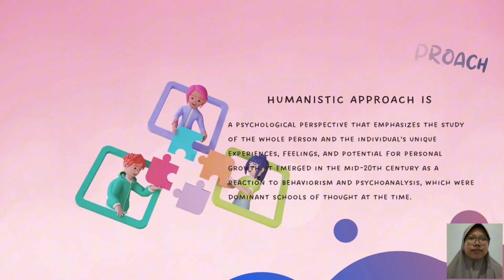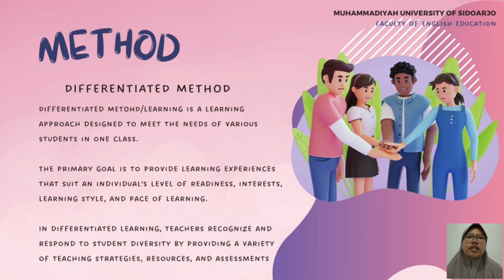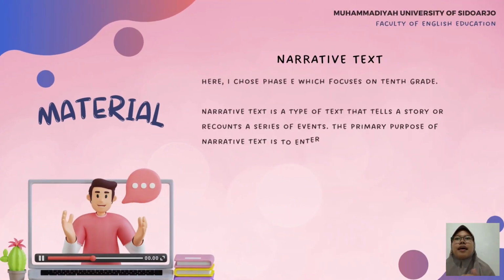And the method, I choose differentiated method or differentiated learning. This method is a learning approach designed to meet the needs of various students in one class. The primary goal is to provide learning experiences that suit an individual's level of readiness, interest, learning style, and pace of learning. In differentiated learning, teachers recognize and respond to student diversity by providing a variety of teaching strategies, resources, and assessment.